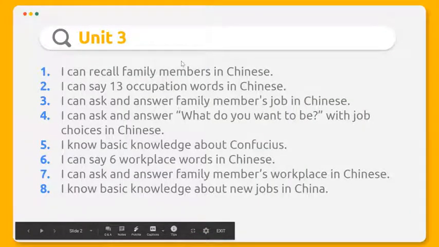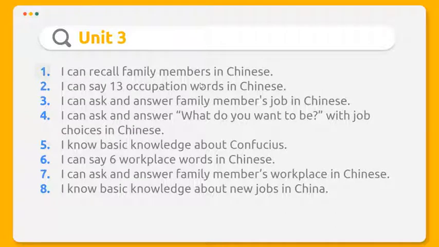Recently, we talked about Unit 3. In Unit 3, we learned family members. We learned 13 occupation words in Chinese. We learned how to ask and answer about family members' jobs in Chinese. We learned how to ask and answer "What do you want to be?" with job choice in Chinese.